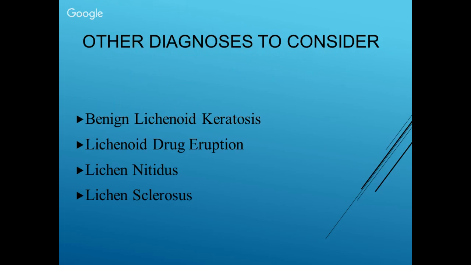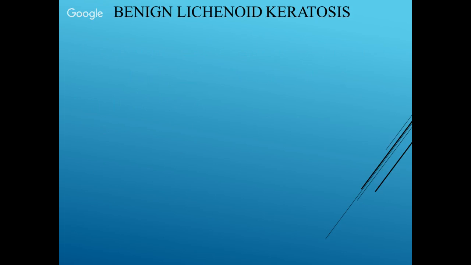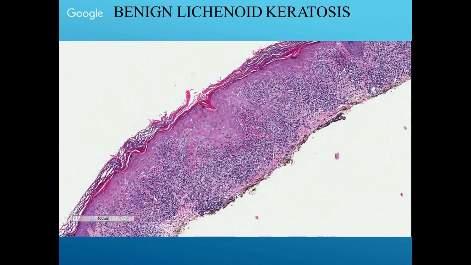Now, what are the other diagnoses to consider when you see a lichenoid reaction pattern? Like I said, benign lichenoid keratosis is going to look exactly like lichen planus. You can have a lichenoid drug eruption, and then the other conditions that are commonly seen in dermatopathology include lichen nitidus and lichen sclerosus.